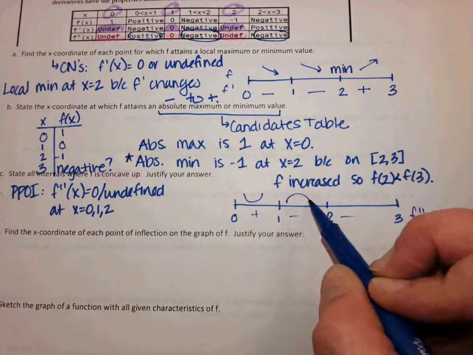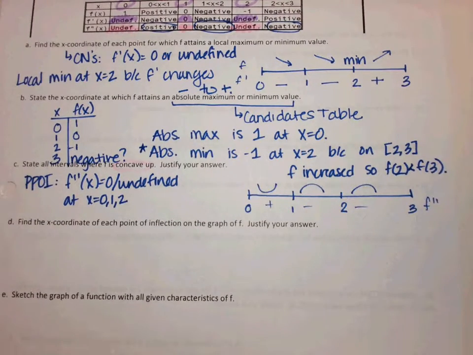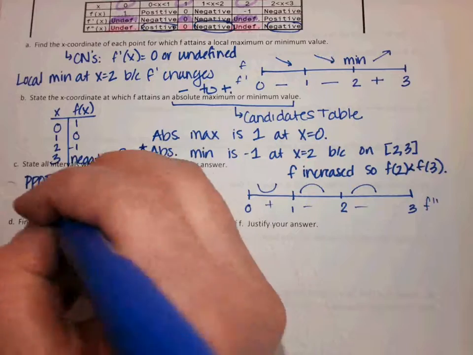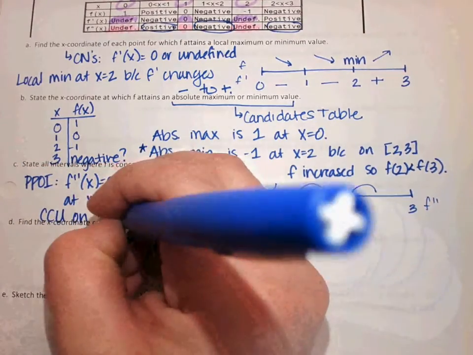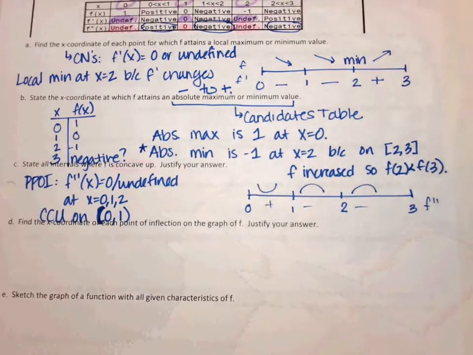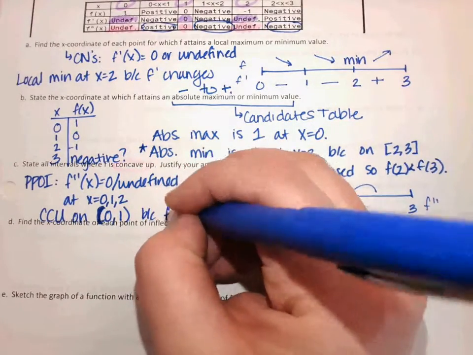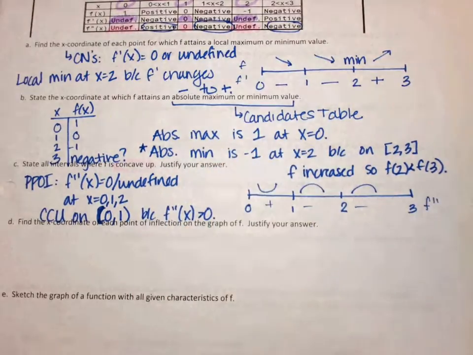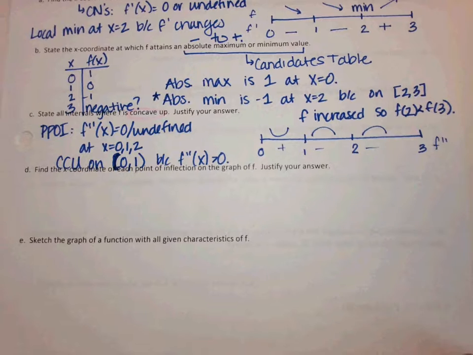Up, down, down. So, I want to know where it's concave up. What would I put? 0 to 1. CCU on 0 to 1. If it said justify, because f double prime of x greater than 0. If it was concave down, instead of a greater than 0, I would have put a less than 0, but it would have been basically the same.